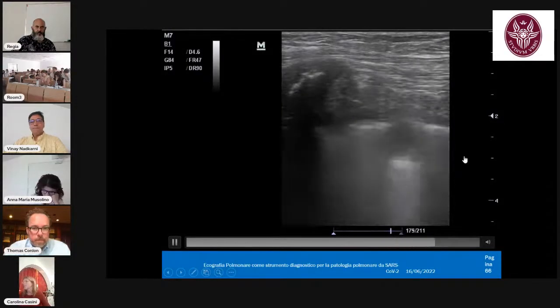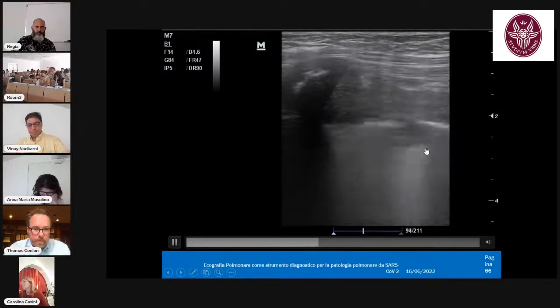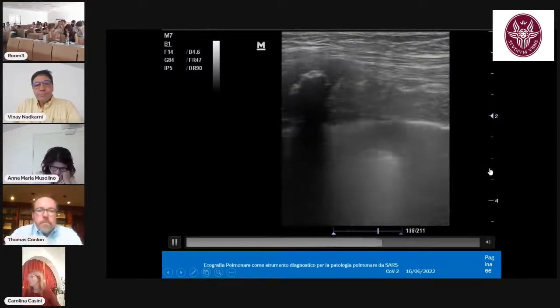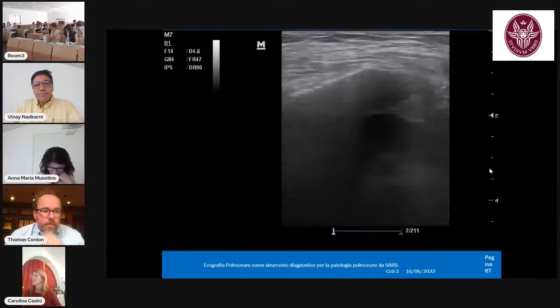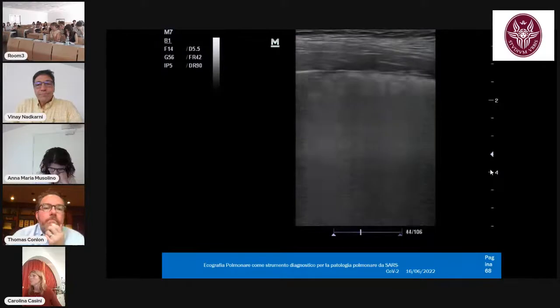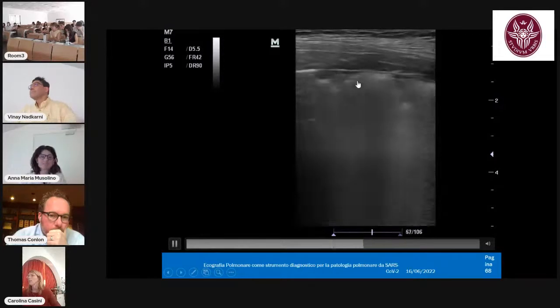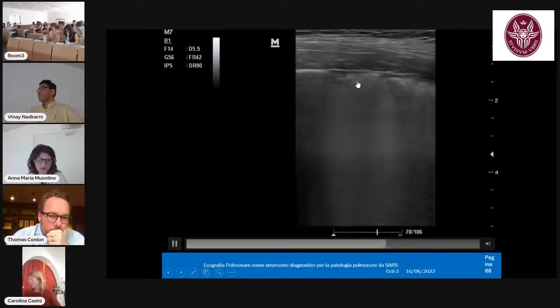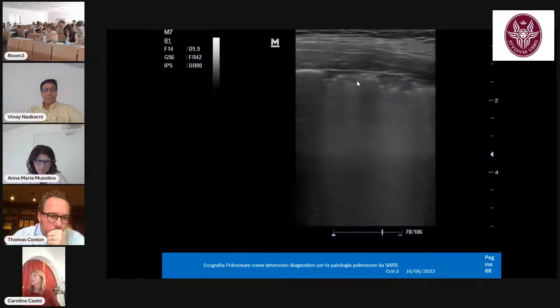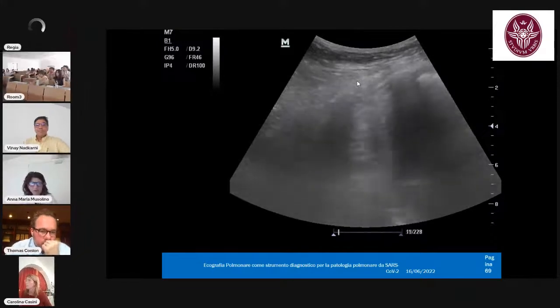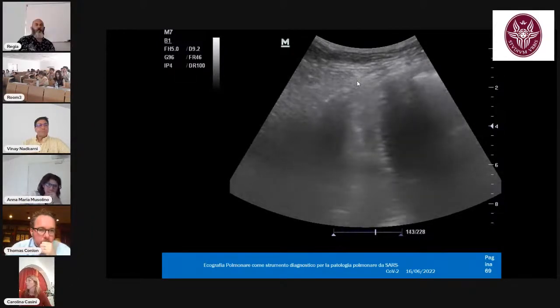Even in this image, we can see the consolidation under the pleura, and together the coalescent B lines. Okay, and these are other images showing consolidation with a lot of B lines, showing a sign of white lung. This is with a convex scan, another video of a patient with severe involvement of the interstitial compartment.